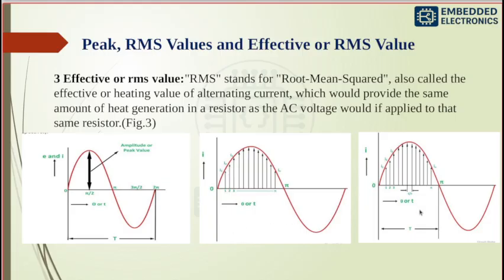Next is the effective or RMS value. RMS is nothing but root mean squared. You can also call it the effective or heating value of alternating current. What it does is provide the same amount of heat generation in a resistor as the AC voltage would if applied to that same resistance. So here you can see the RMS or effective value.